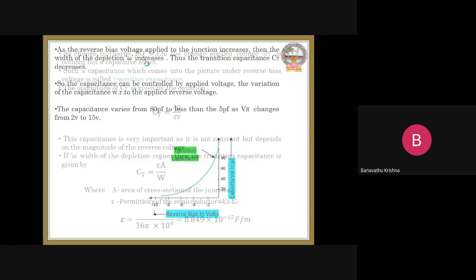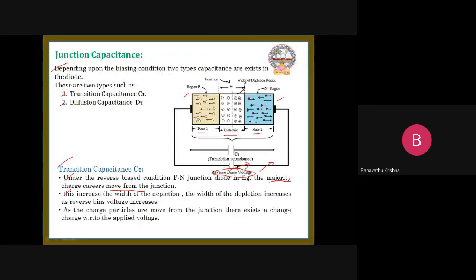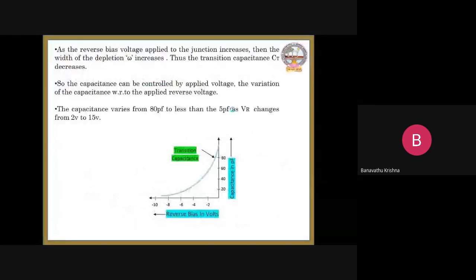Okay, as shown here, let us go to the diagram. So this depletion region will be increased. Why? Because we are increasing the biasing voltage, so automatically the majority charge particles, the holes, are largely moving in one direction, and the electrons are also moving in the other direction. Then automatically the depletion region will increase. Thus the transition capacitance CT will decrease.